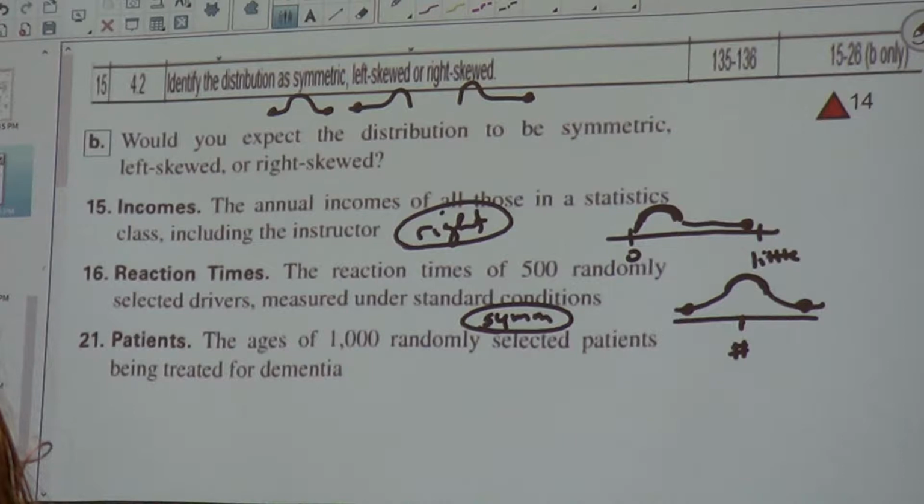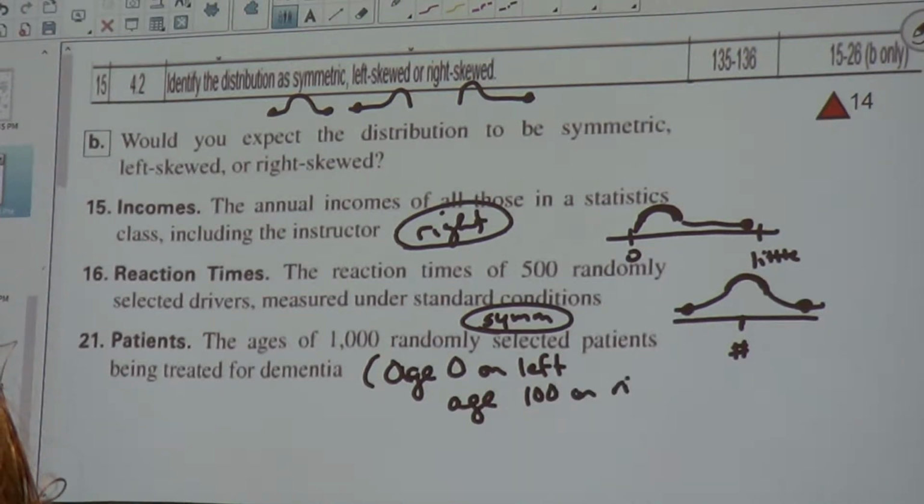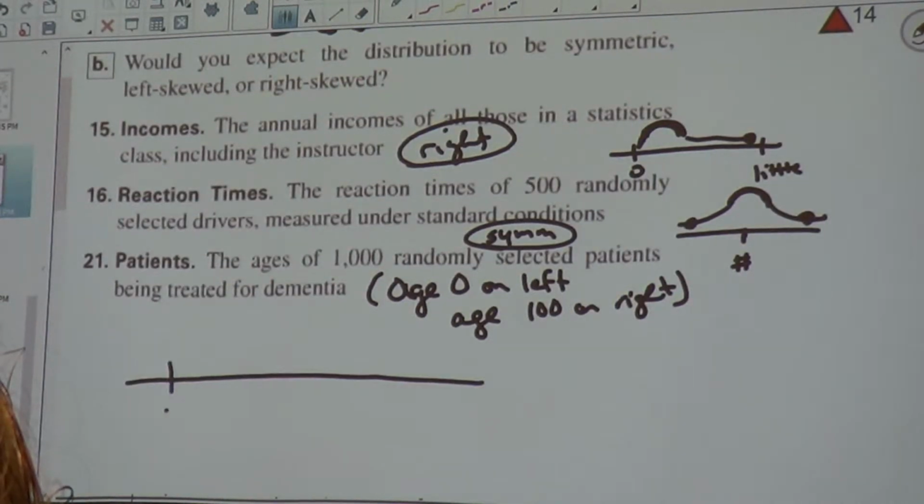Now, on your exam, for number 21, I have some people that'll go from 0 to 100 and some people that will go from 100 to 0. So on your exam, if I give you one like this, I'm going to say put 0 at the left and 100 at the right so that we're all using the same scale. So I may say age 0 is on the left, age 100 is on the right, just so that we're all using the same. So if I draw this, newborns to 100 years old.